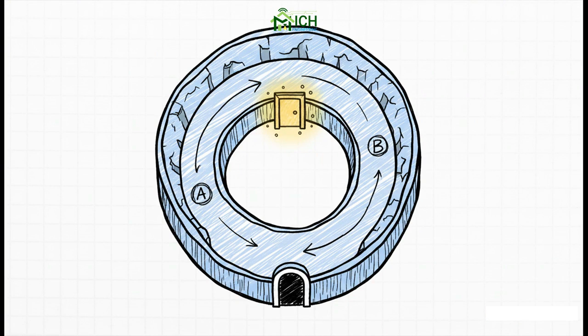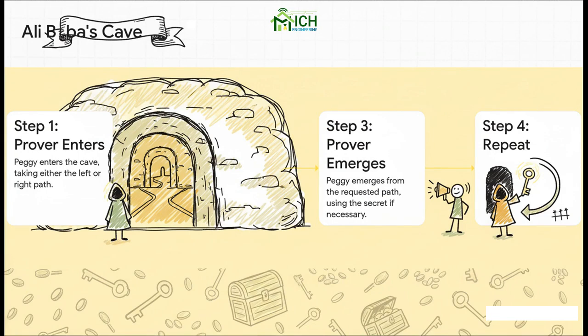Okay, so imagine a cave that's shaped like a ring. It's got two paths, a left one and a right one, but at the very back, they're connected by a magic door. And this door will only open if you know the secret password. This is the stage for our proof. Here's how the game is played.